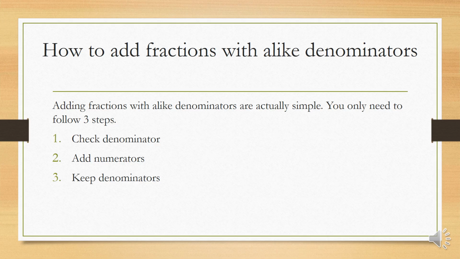Adding fractions with alike denominators is actually quite simple. You only need to follow 3 steps. Step 1, check the denominator. This is an important step. And then step 2, add the numerators. This is also a really important step. Step number 3, keep the denominator. Really important.